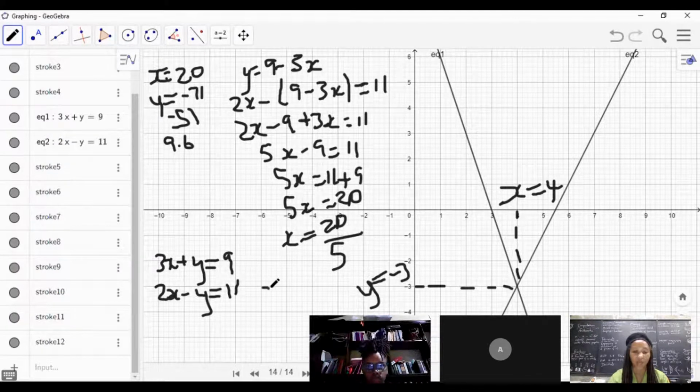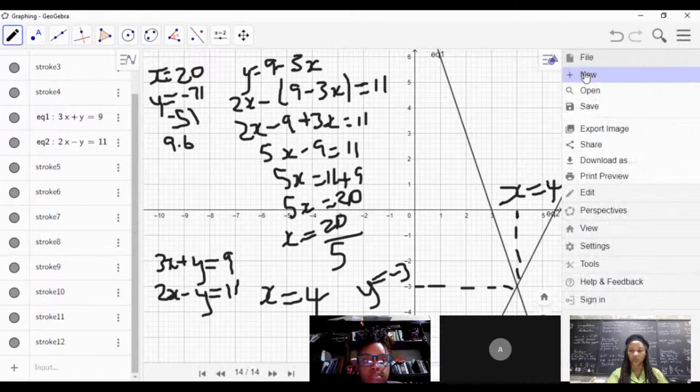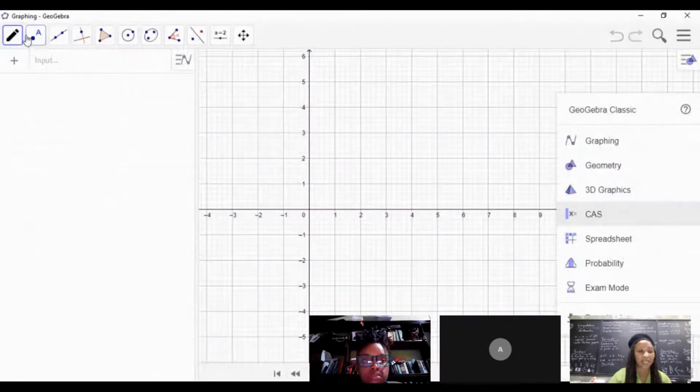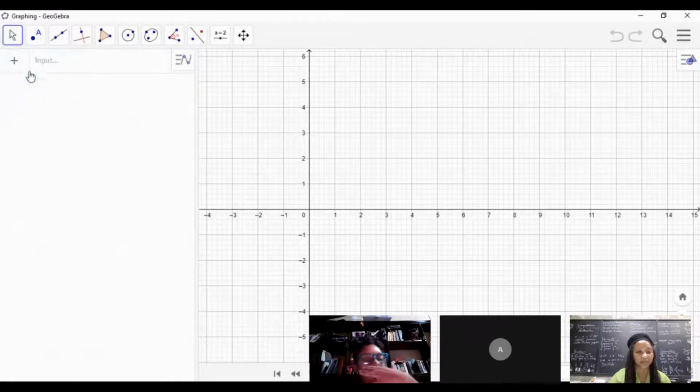All right, so I have one more set of equations to give you guys. One more set, and we can wrap it up. And then next week we'll do quadratic and linear and see how they intersect.